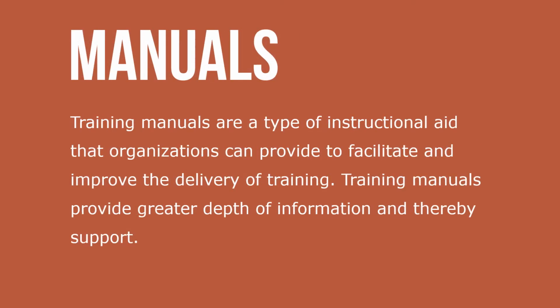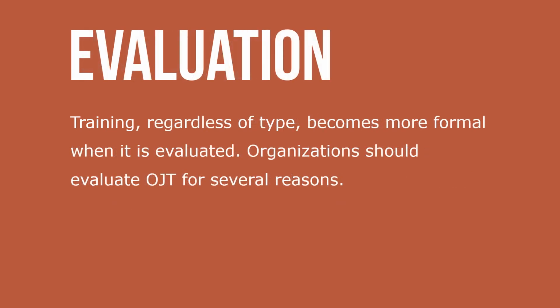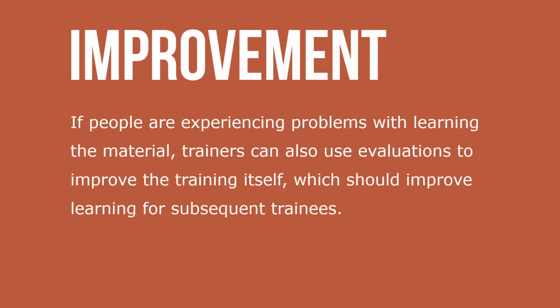Training manuals are a type of instructional aid that organizations can provide to facilitate and improve the delivery of training. Training manuals provide greater depth of information and thereby support training. Training, regardless of type, becomes more formal when it's evaluated. Organizations should evaluate on-the-job training for several reasons. If people are experiencing problems with learning the material, trainers can also use evaluations to improve the training itself, which should improve learning for subsequent trainees.